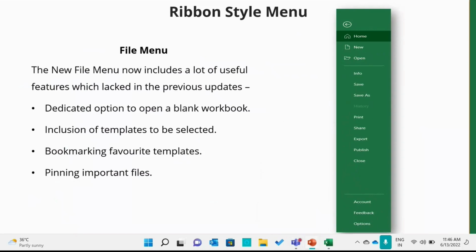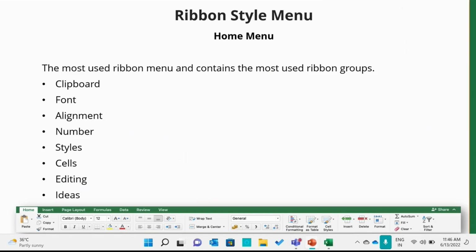The next is the home ribbon menu. It contains the most used ribbon groups, starting from the clipboard, font, alignment, number, styles, cells, editing, and ideas, right? The default ribbon menu is the home ribbon menu. Be it any application, when you open a blank workbook or a presentation or a document, you will see the home ribbon menu. So let's see what home ribbon menu components are in Microsoft Excel.